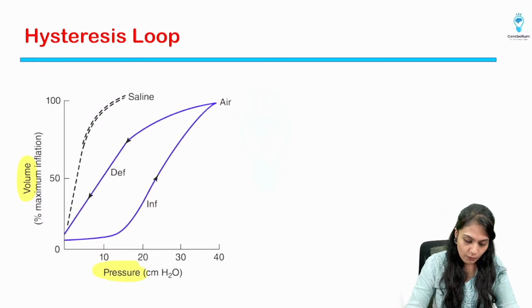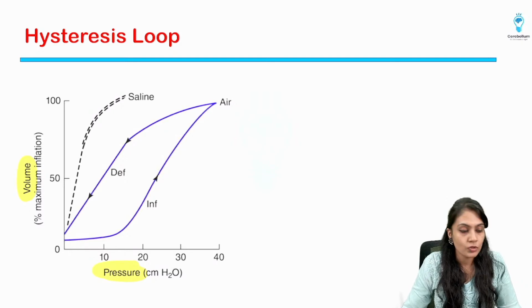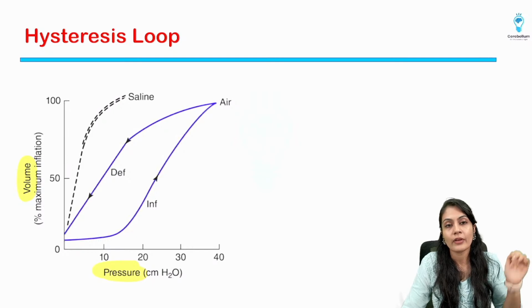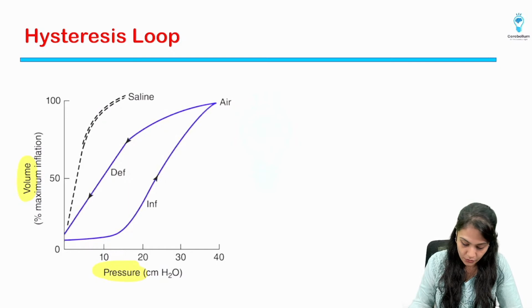So pressure and volume, we have talked about the pressure and volume just a short time before. What is the ratio of the volume change per unit pressure change? When you change the pressure, the volume is going to change, right? Some time back we have talked about it. What is that called? This is known as compliance, right?